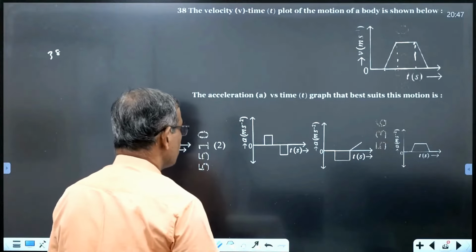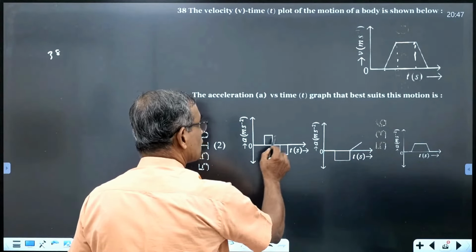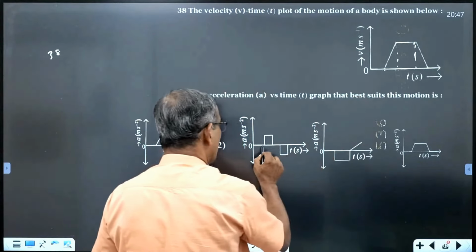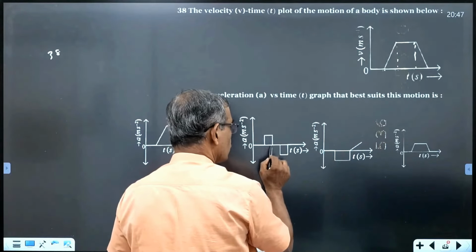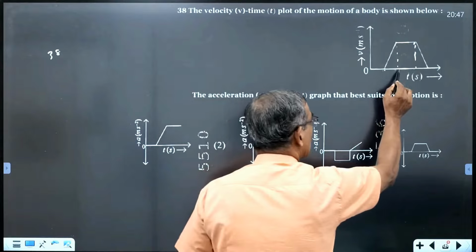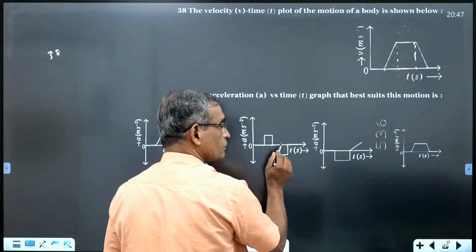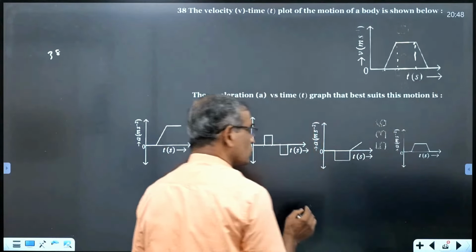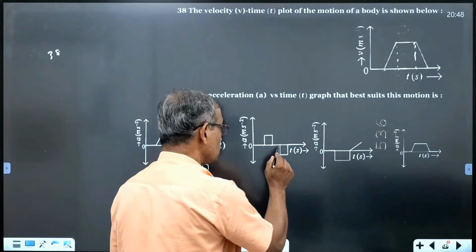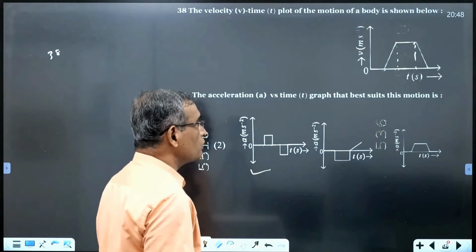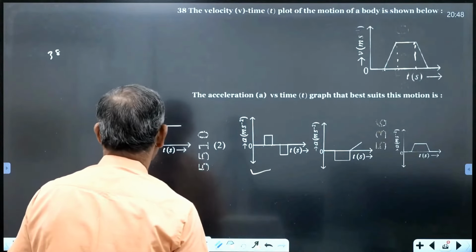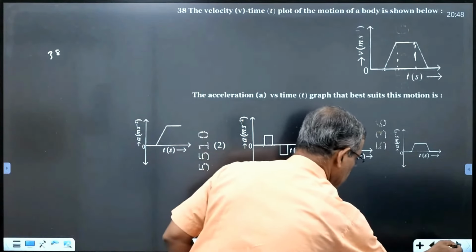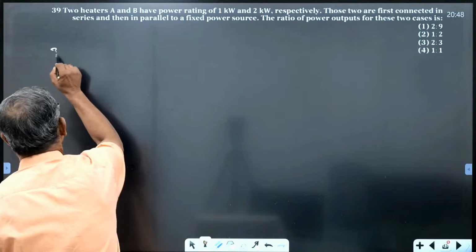Now look here, this is the situation. Up to this, constant acceleration during this interval, and during this interval, no acceleration. During this interval, negative acceleration and a constant. So the option is this one, option 2. Now the next question, 39.